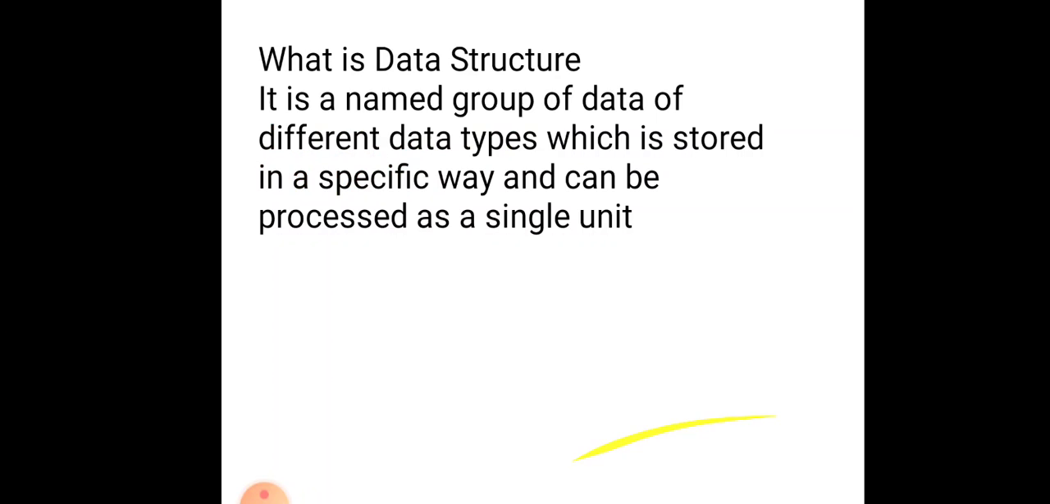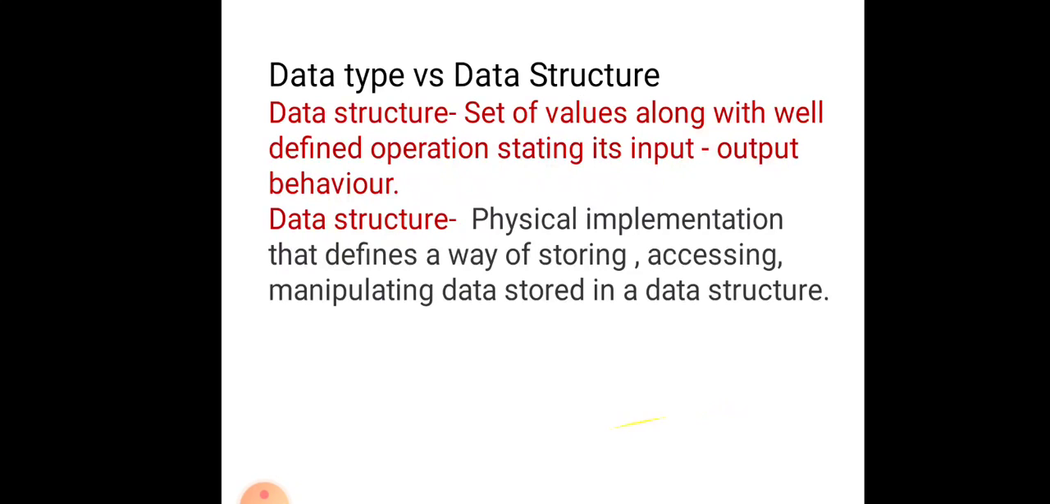So, what is data structure? A data structure is a named group of data items of different types which is stored in a specific way and can be processed as a single unit. A data structure has well defined operations, behavior, and properties.